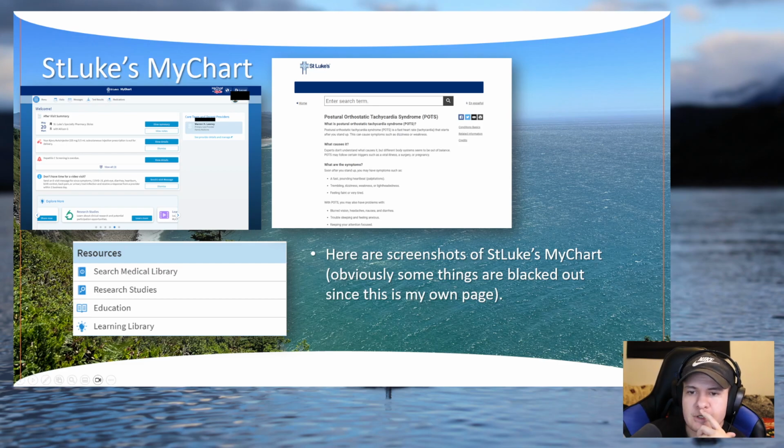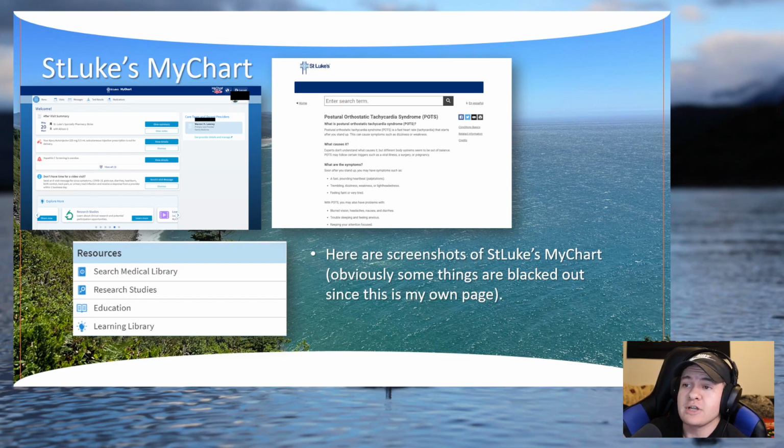With the bottom left image, we're showing the resources tab, and I wanted to make sure I got a screenshot of that one specifically, because there you can see the search medical library, where you can search different conditions and symptoms. That way you can be directed towards reliable sources from the hospital's website itself. That gives you good information to have. It also has research studies, education, as well as learning libraries. So again, it's compounding reliable sources, because it's backed by the hospital itself and coming directly from their website.